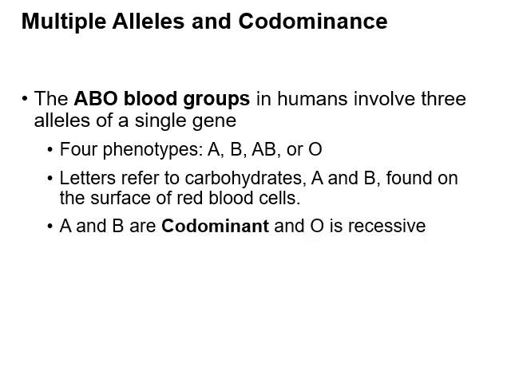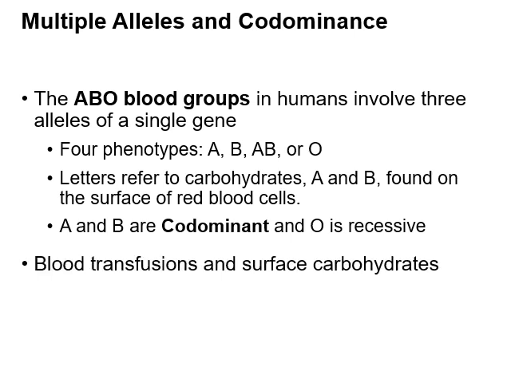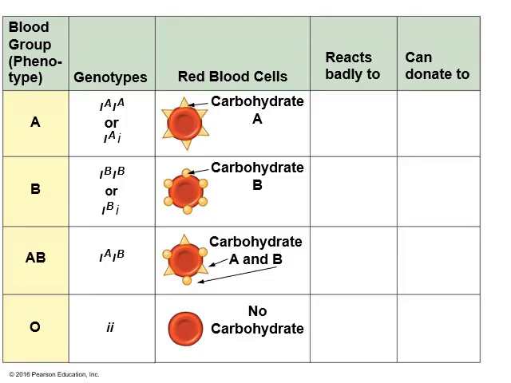So how this works is that the A allele and the B allele are co-dominant and the O allele is recessive. And so I'm going to explain how that works with a chart on the next slide. And I already talked about blood transfusions and why that's so important. Okay, so let's take a look at this chart. So what you see here are the different phenotypes, right? So type A blood, B blood, AB blood, or O blood. And here are the genotypes that are possible.